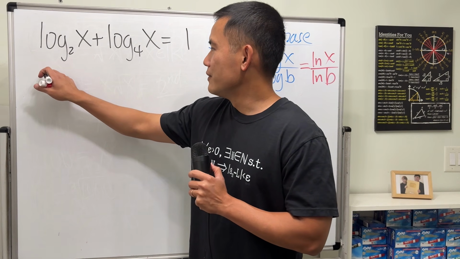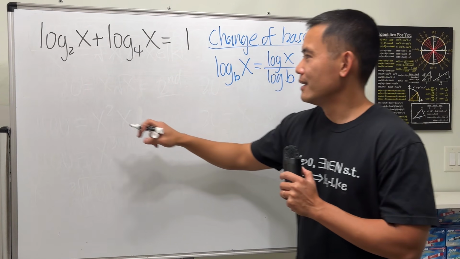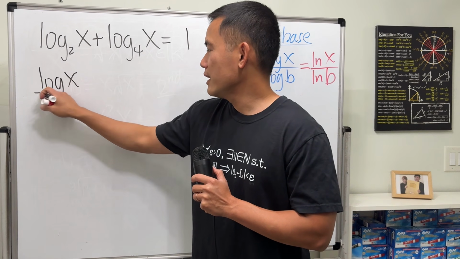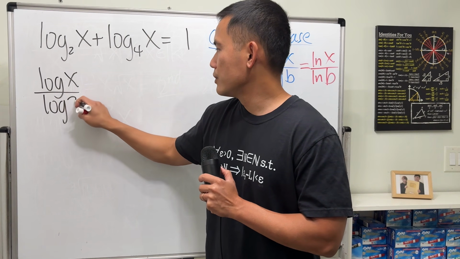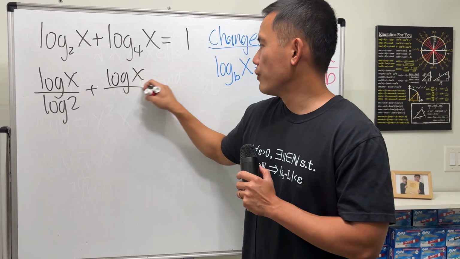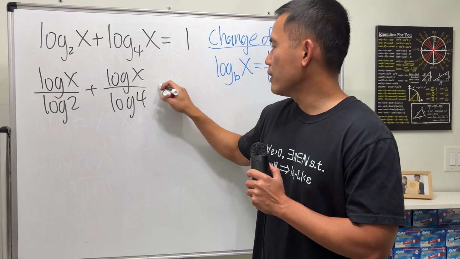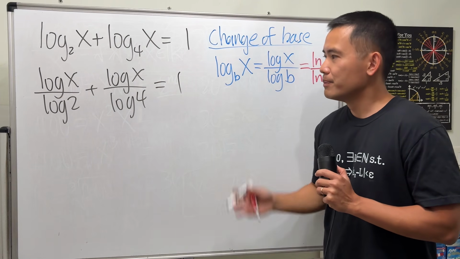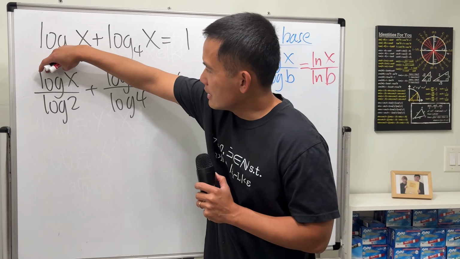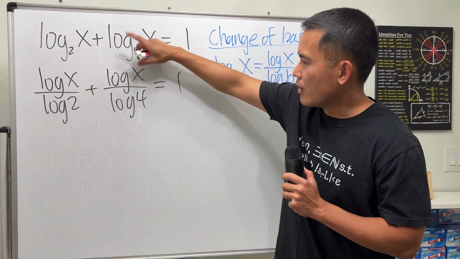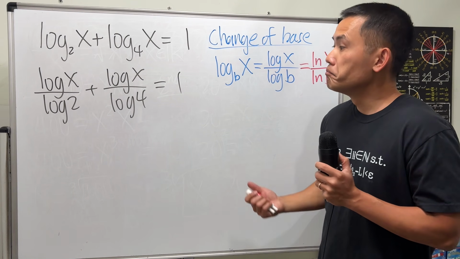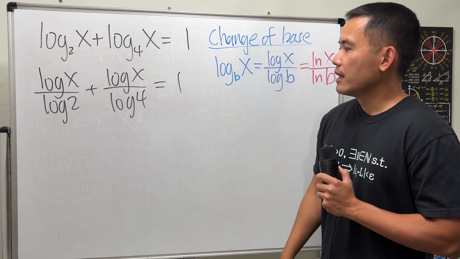So this will give us, let's use the common log or log base 10, log of x over log of 2, and we add this, which is log of x over log of 4, and now it's equal to 1. So far so good. And the good thing about that is this and that are the same now. However, the denominator is not quite the same yet. What can we do next though?